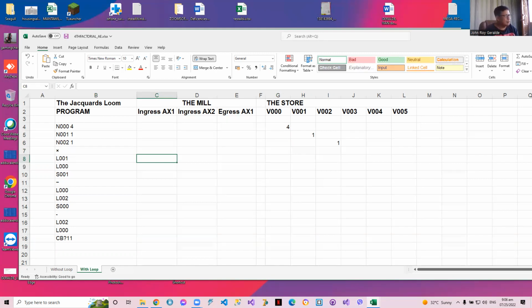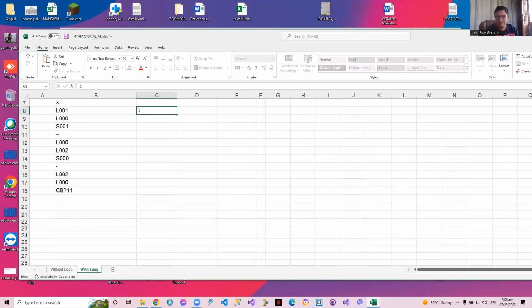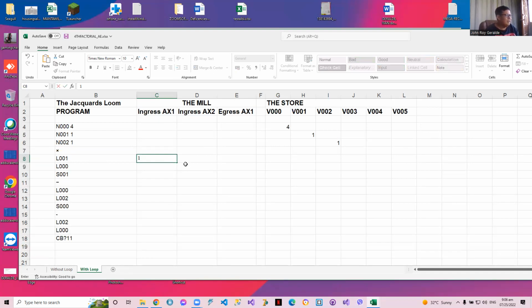Anyone? What's ingress axis 1? 1. Very good. That's from Jillian. And from Earl. It's 1, no? Okay, since this is 1, and then we'll have L00, which is 4.